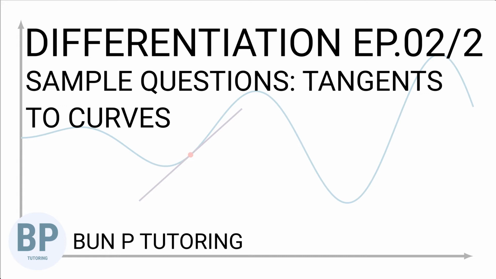We'll be using the fact that if we substitute in x equals a value such as 3 into the first derivative of y with respect to x, we will get the gradient of the tangent of the curve at that point.